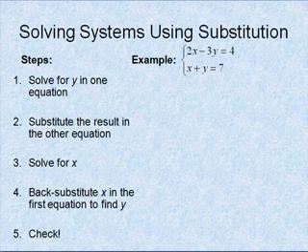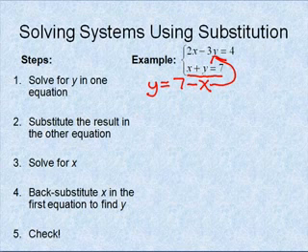Let's take our second equation and we're going to solve that one for y. So I get y is equal to 7 minus x. Now we're going to take what we just got for y and we are going to plug that in to that first equation for y. So that gives us 2x minus 3 times (7 minus x) is equal to 4.